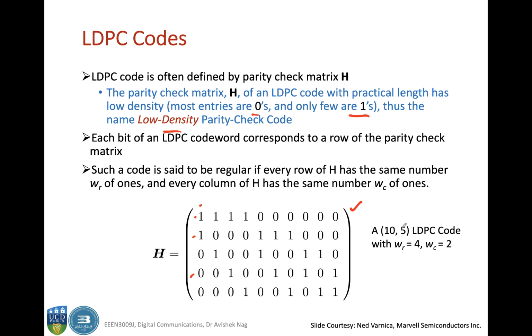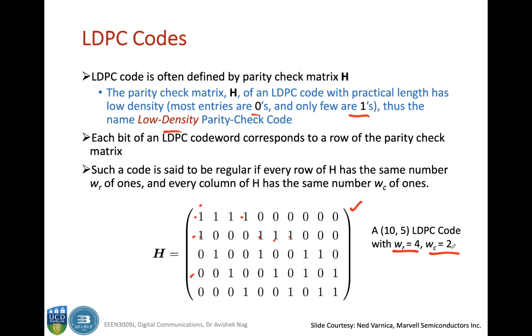And if you see, each row has 4 ones. Each row, if you count the number of ones, it's 4, and each column has 2 ones. So this is an example of a regular LDPC code.